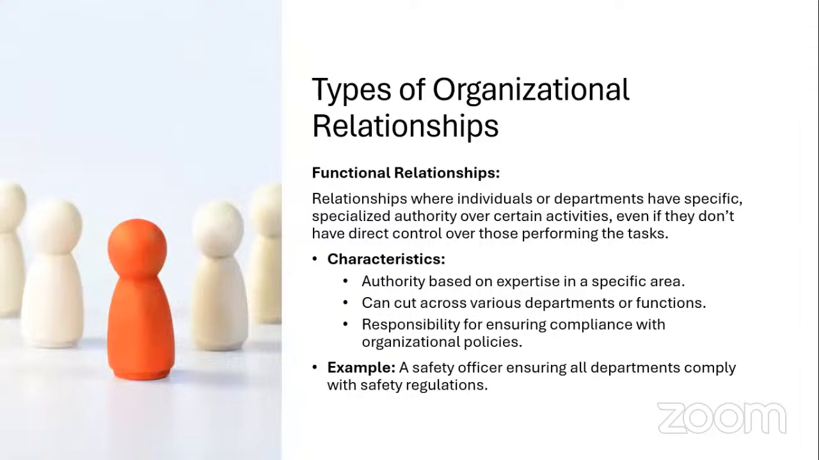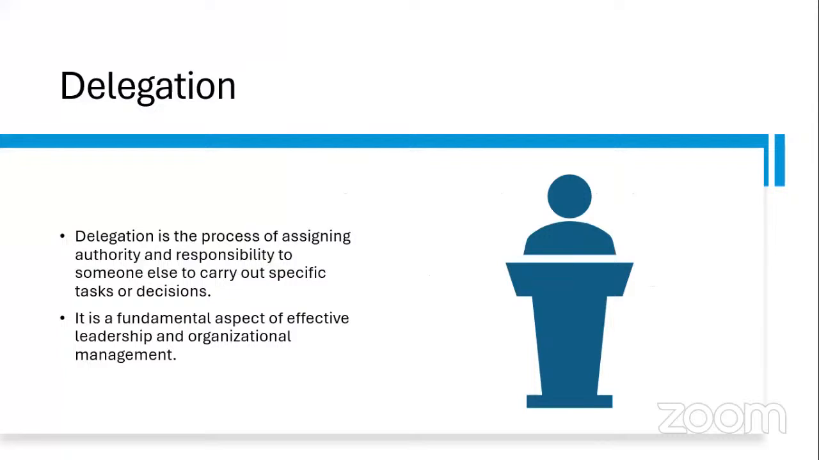Functional relationships: a relationship where individuals or departments have specialized authority over certain activities, even if they don't have direct control over those performing the task. Characteristics of functional relationships: they have authority based on expertise in a specific area, can cut across various departments or functions, and carry responsibility for ensuring compliance with organizational policies. Example: a safety officer ensuring all departments comply with safety regulations. A safety officer, that's a functional relationship.